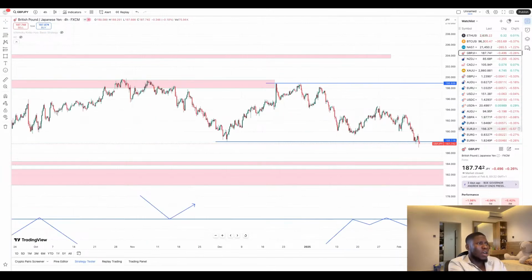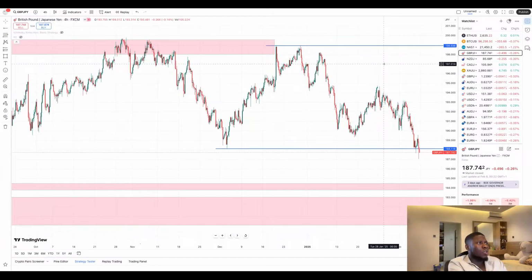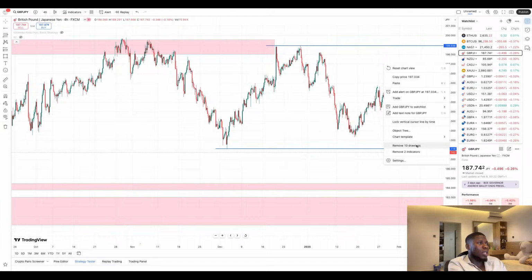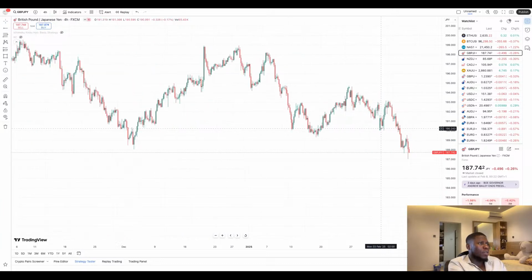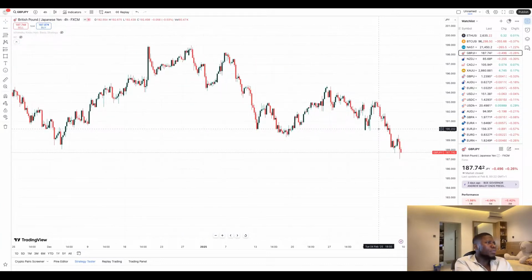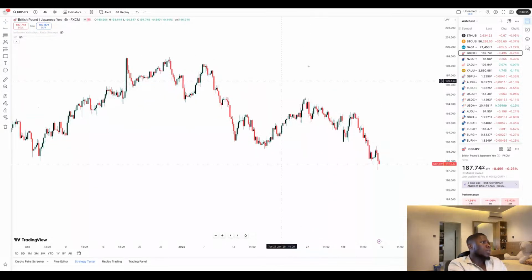So this is my 4 hours. I'm going to delete everything from the one day. So this is my 4 hours. Now, checking my 4 hours, I need to see the areas that I have good demand zone.